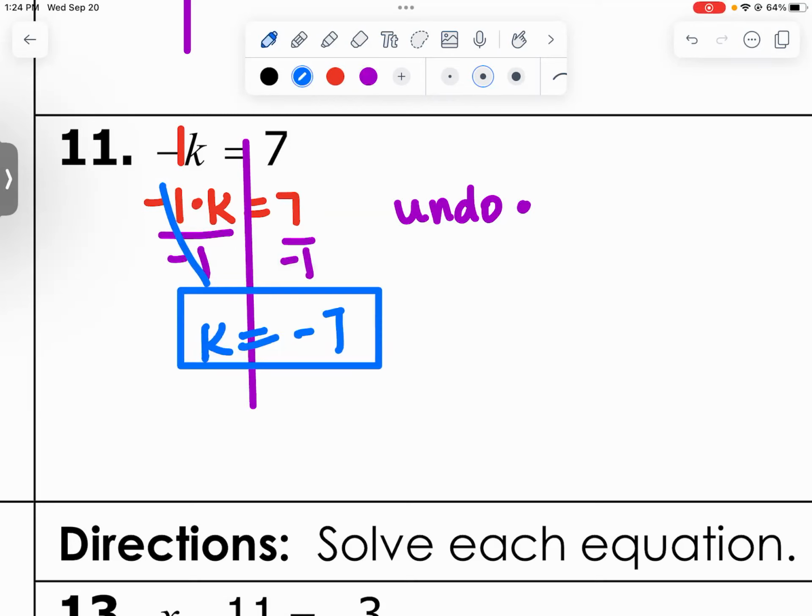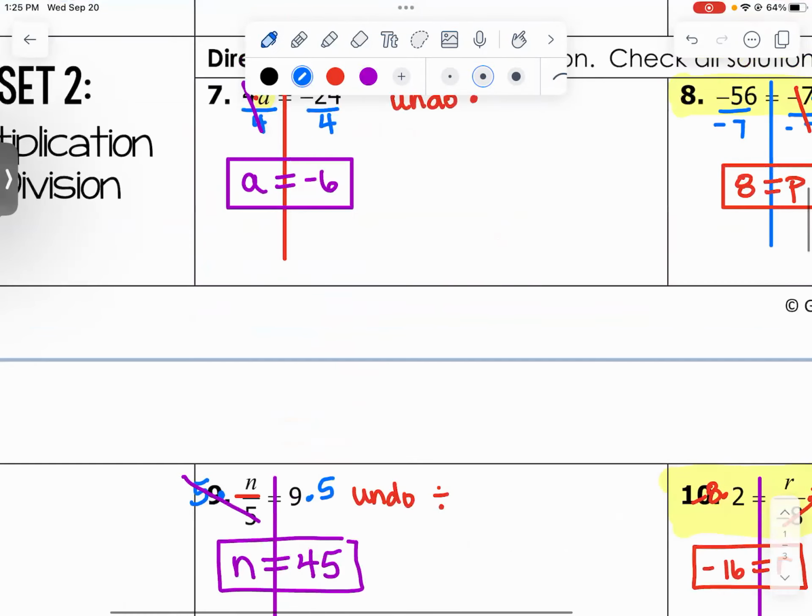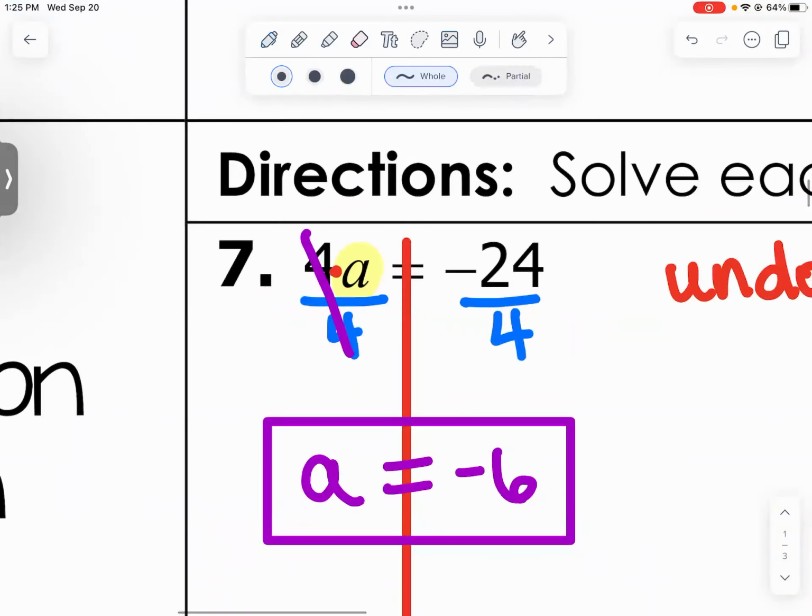Wait, how do you know it's multiplication? All right, Austin asked a very good question. How do we know it's multiplication? If there is a number in front of your variable and there's nothing in between, we assume it's multiplication, okay? So same thing happened right here, right? This 4A, if I erase all this, 4A, there's nothing in between these two, so we know it's multiplication. Which is why we divided, Peyton.